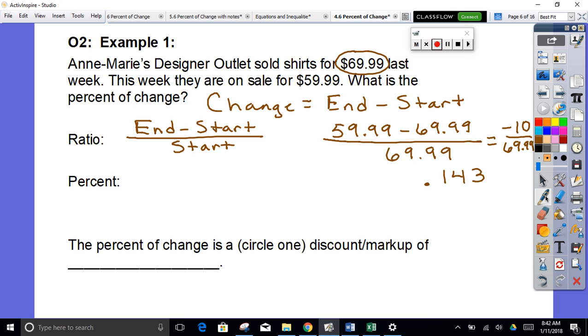So what percent would that be? 14.3%. Good, 14.3%. So the percent of change is a discount of 14.3%. You either need to say that it was a discount or you need to express it as a negative number, but you don't have to do both. You wouldn't want to say that the percent of change is a discount of negative 14.3 because discount means negative. Okay, any questions about that?